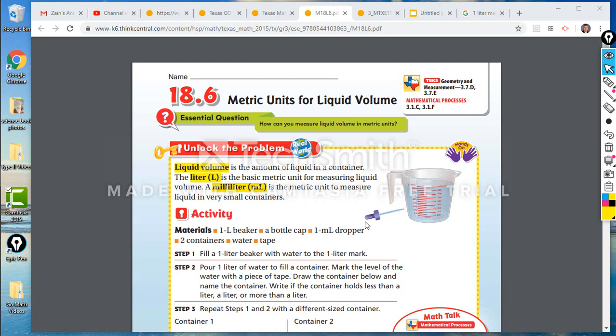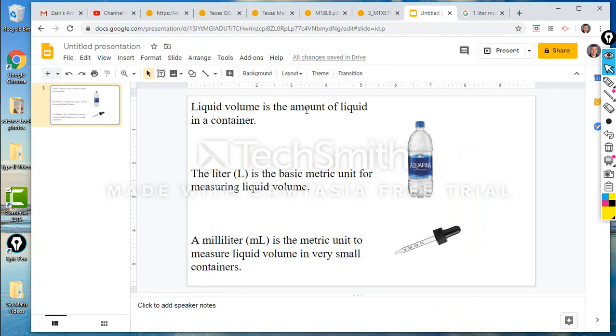Okay. And for liquid volume, what you need to do right now is take out your math journals and go to the table of contents, 18.6. Here's your title, metric units for liquid volume. And these are the notes that you will write down. The title will be the same, metric units for liquid volume.